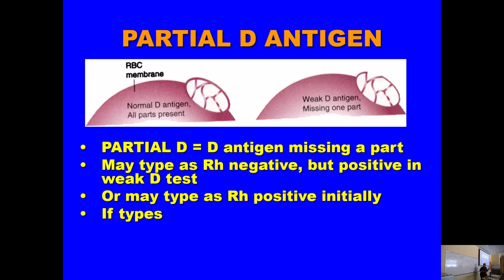Partial D is another situation we may see. Here's the D antigen, but it's like it's missing a piece. It's missing that little piece. Because of that, if this person gets a D that has this piece, they can create an antibody to that little piece. So sometimes we have patients that look Rh positive because we tested for this piece here, but then they develop an antibody for the piece they missed.